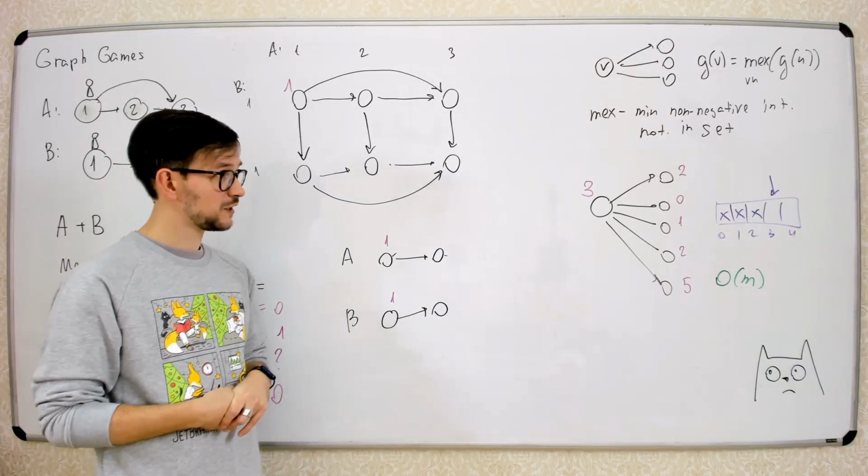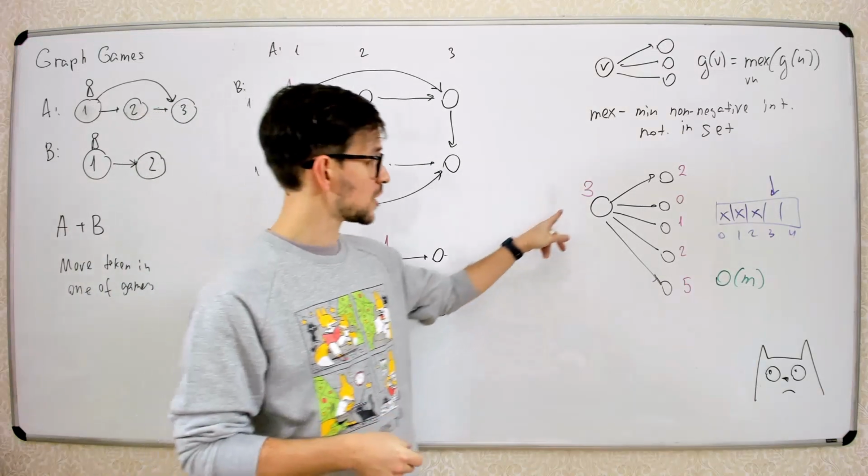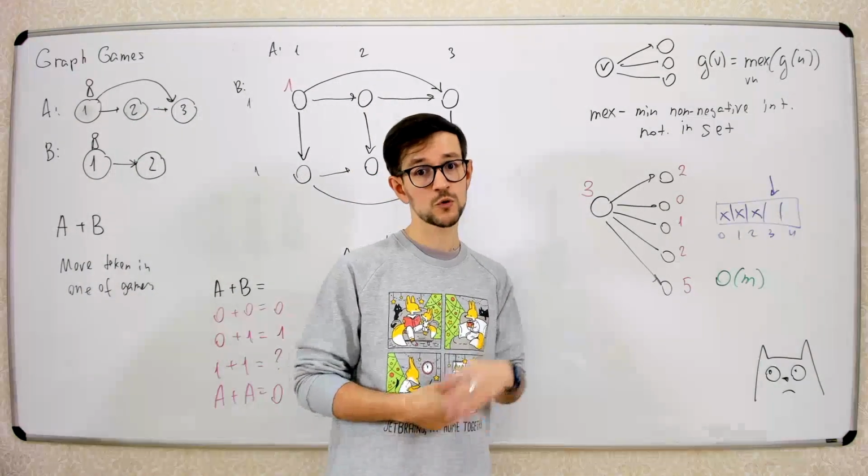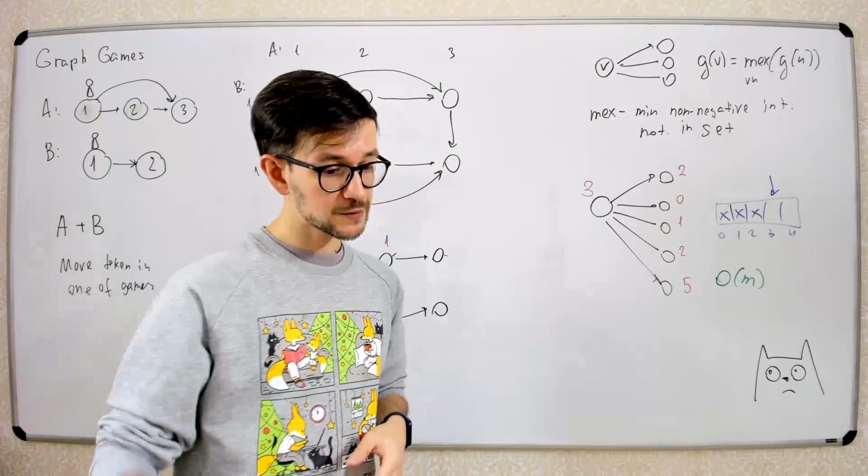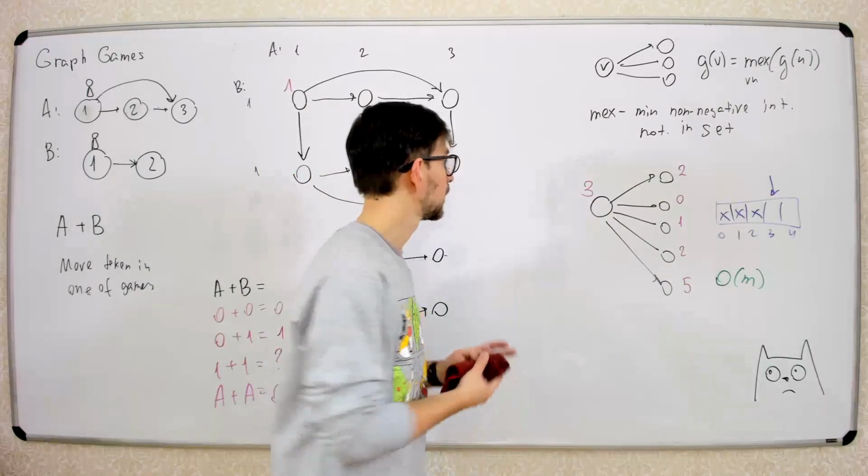Also, you can optimize it a little bit. Yes, the maximal value of the Grundy function will not exceed the square root of m. You can prove it as an exercise. Yes, that's also true. Right.